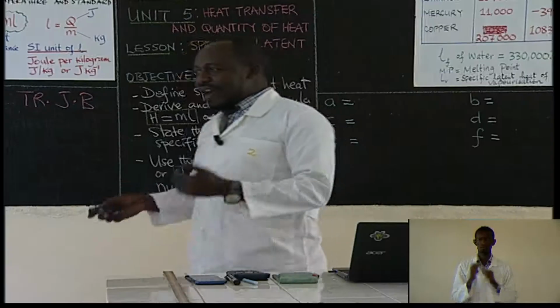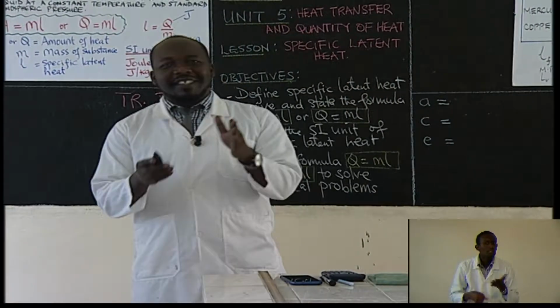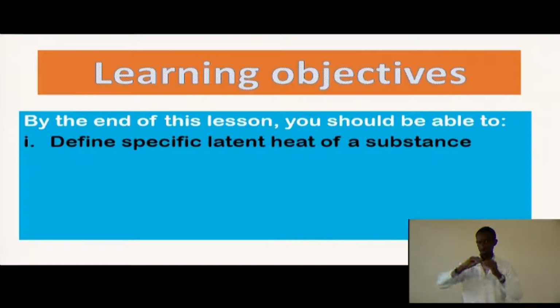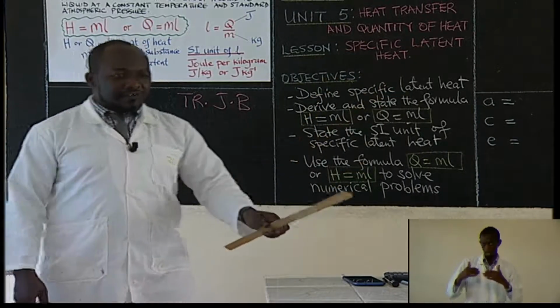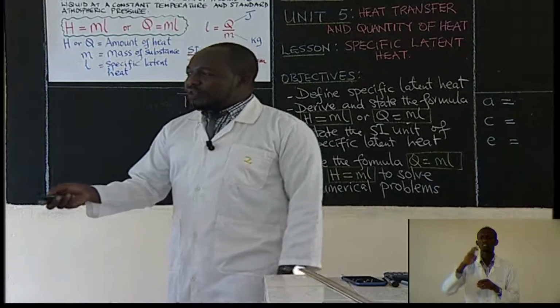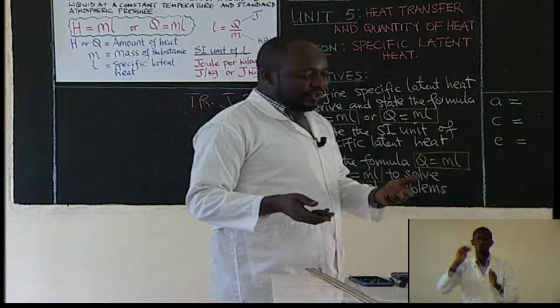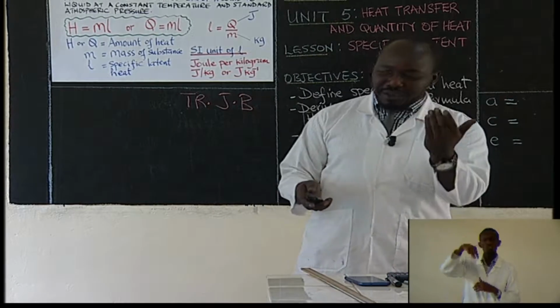What should we learn? What should we get at the end of this 30-minute session that we are going to have together? So, number 1, I want every one of you to be able to define specific latent heat of a substance. Number 2, I want you to be able to derive and state the formula H equals ml or Q equals ml. We shall see what Q means and also what H means. But we must be able to do that.